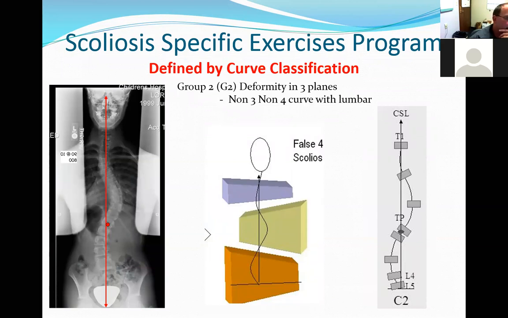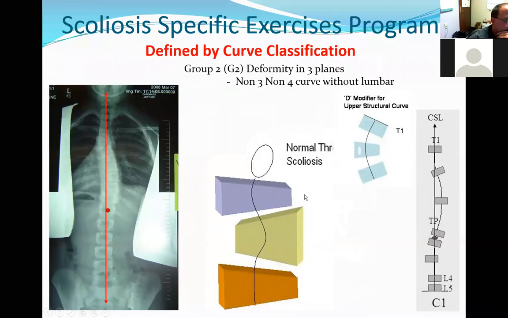This is a non-3, non-4. So you can see the central sacral line. The T1 is running down through, is on that line. And then also the transition point is on that line. Typically with this patient presentation the shoulders are balanced over the pelvis. Everything is in line. And even clinically, you'll see that when I do the laser down their back, it'll go from basically T1 all the way down through the gluteal fold or gluteal cleft. Again, this is just another non-3, non-4 with a modifier.